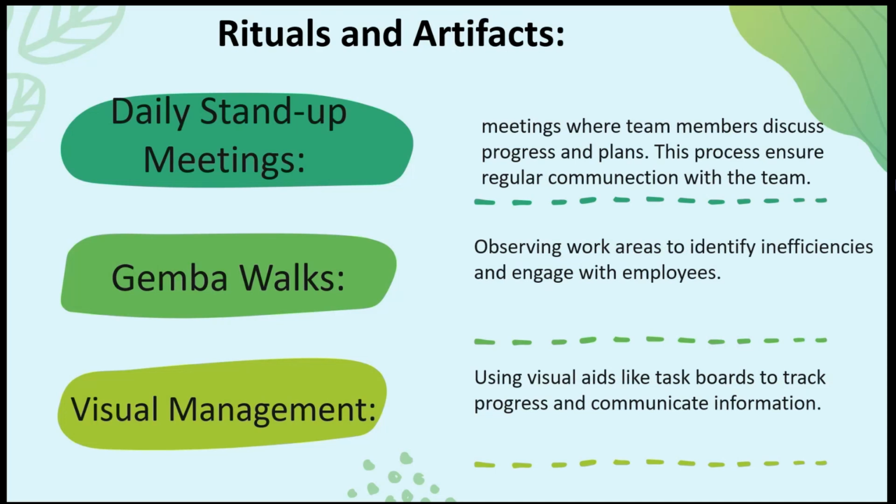Rituals and artifacts would be such as daily stand-up meetings, meetings where team members discuss progress and plans. This process ensures regular communication with the team. Gemba walks, observing work areas to identify inefficiency and engage with employees. And lastly would be visual management, using visual aids like a task board to track progress and communicate information.